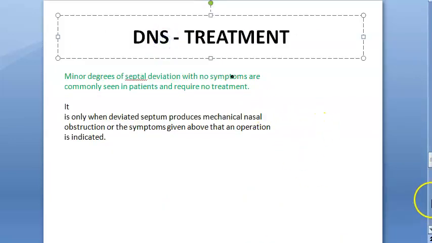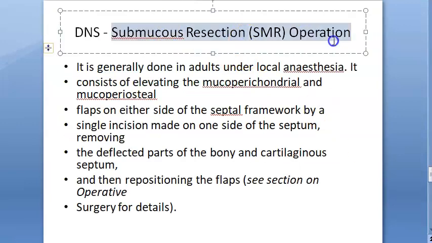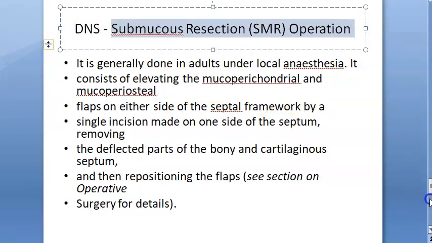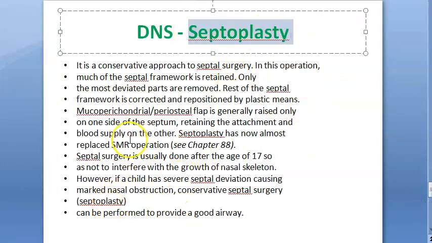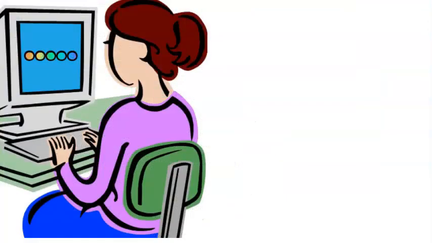Treatment: most of the times they don't need treatment if it's minor. Otherwise, if the DNS is associated with things like nasal obstruction, epistaxis, recurrent problems, etc., then there are two surgeries, submucous resection operation and septoplasty. Septoplasty can be done in children, etc. Here they'll raise the flap only on one side and they'll try to retain the bony or cartilaginous septum as much as possible. So in the indications we have seen, guys, why do they do this?